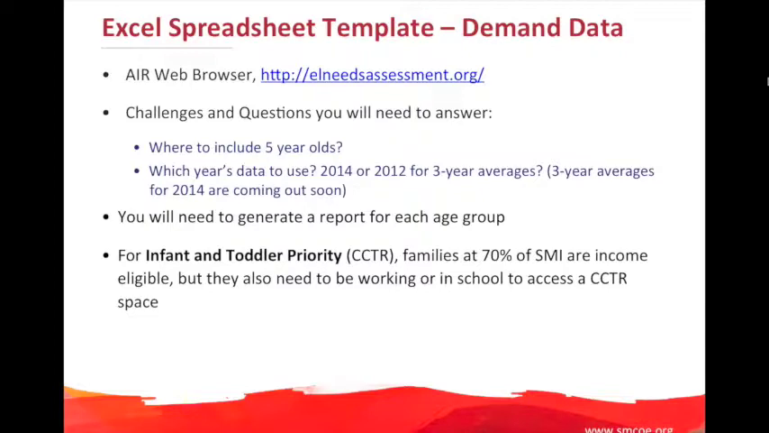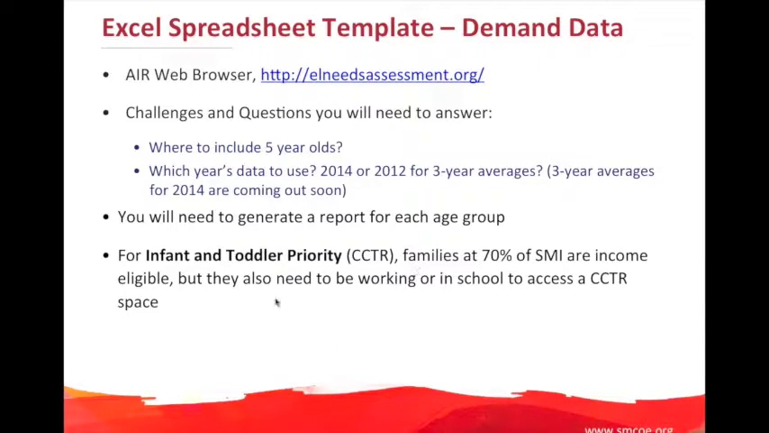So we're going to go to the data browser to take a look at this, but I just want to point out for infant toddler priority that families at 70% of SMI are eligible for the program, but they also need to be working or in school in order to get a CCTR space, because they are only full day spaces for working families, unlike part day state preschool.